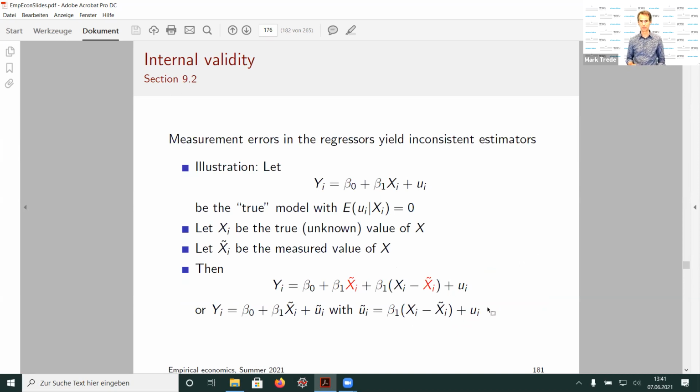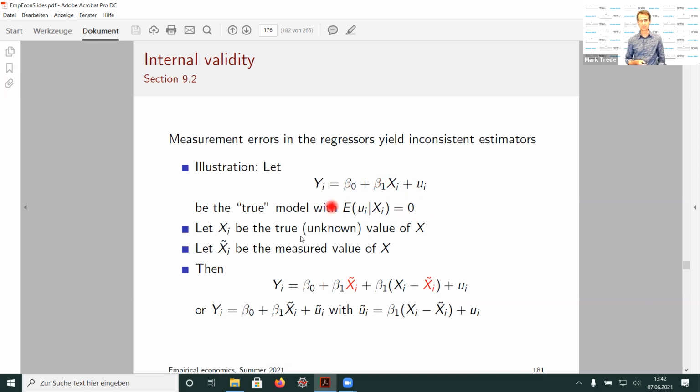Why is that a problem? Well, let's look at 2 slides here. The problem is that a measurement error in the regressors will yield inconsistent estimators. And we can illustrate that quite nicely if we look at a very simple case, simple linear regression model. We have y on the left-hand side, x on the right-hand side. And we assume that this is actually the true model. And we assume that our assumption number 1 is satisfied. So given x_i, the expected value of the error term is 0.